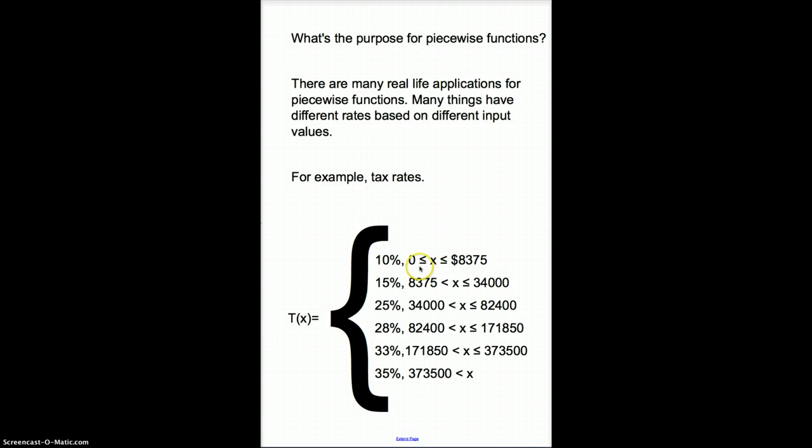For example, if you make between $0 and $8,375 a year, you're going to only be charged 10% for taxes. If you make over $373,500, you're going to be charged at a 35% tax rate. So all the tax rates are different based on how much money you make, so the different input values determine your tax rate. So that's a real-life piecewise function.